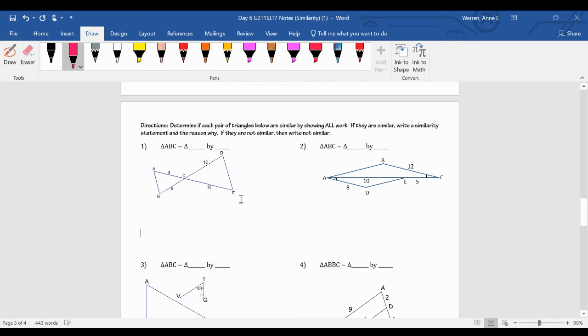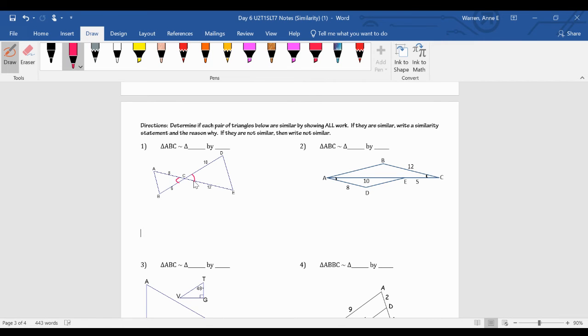So this first example, we have labeled some side lengths. I'm not given any additional information. I can mark something though. I can mark that angle ACB is congruent to angle DCE here by vertical angles. And then I'm just going to check to see if my sides are proportional. And if they are, then I'll have side angle side.